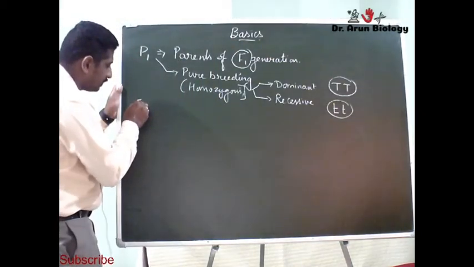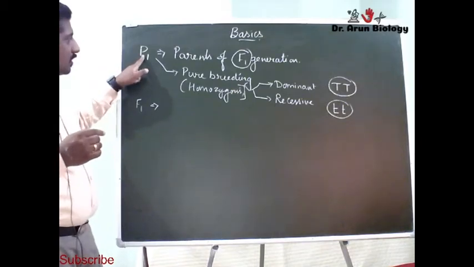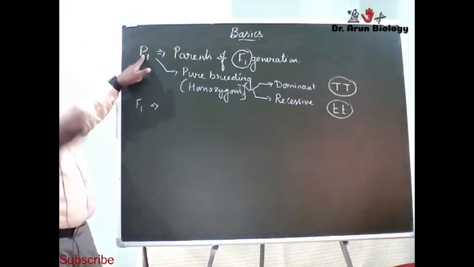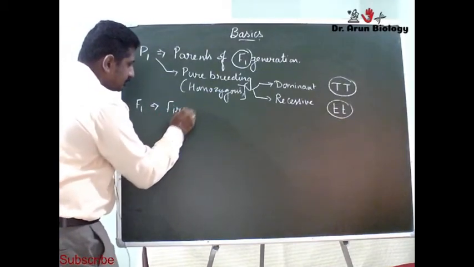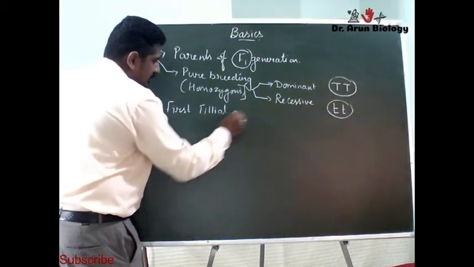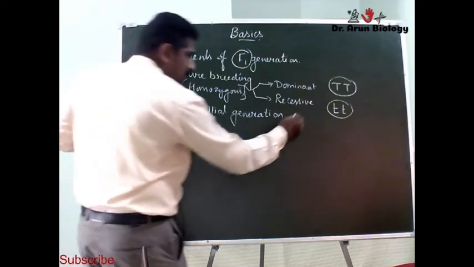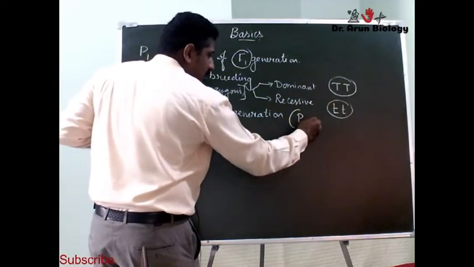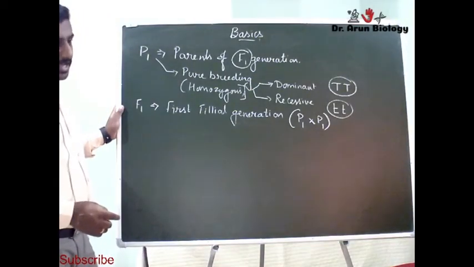Okay, fine. Next is F1, a term that came here. What is F1? F1 is nothing but the progeny obtained by crossing the parents, that is the P1. So you can see here we call this first filial generation. How is this first filial generation obtained? It is obtained by crossing the parents of the first generation. We are obtaining the F1.